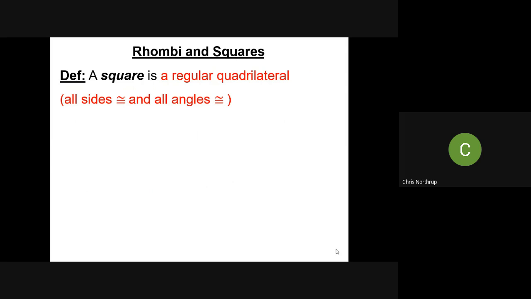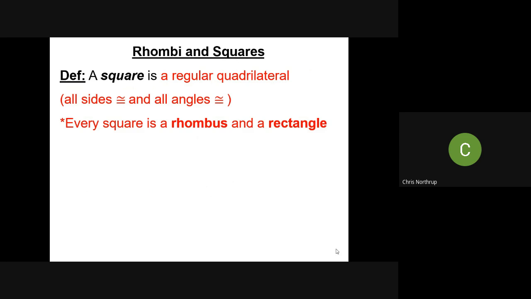And since all sides are congruent, that means that every square is a rhombus. And since all angles are congruent, that means every square is also a rectangle. And since both of those are parallelograms, every square is also a parallelogram. So a square has a whole bunch of properties that are really nice, things about all the angles. Diagonals are congruent, diagonals are perpendicular, diagonals bisect each other, diagonals bisect opposite angles.